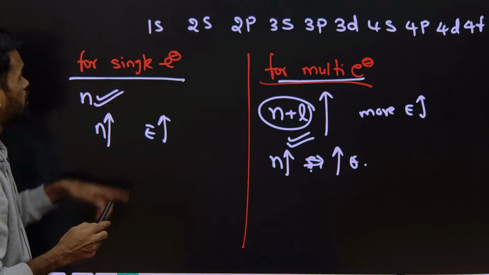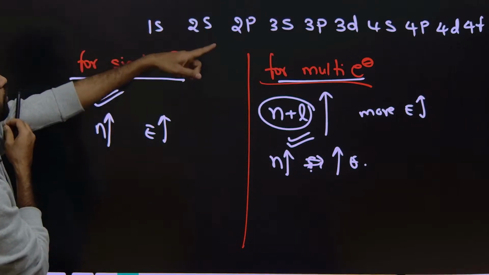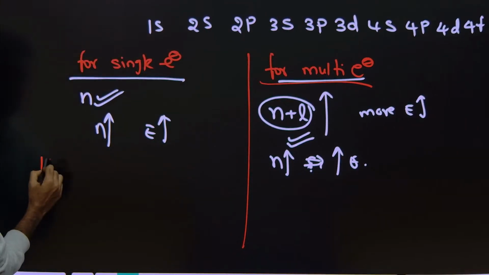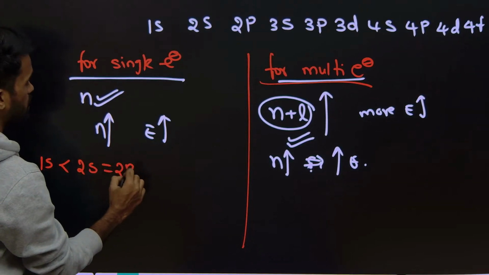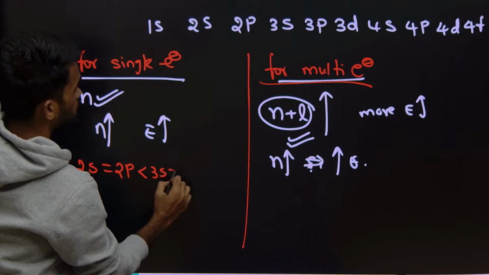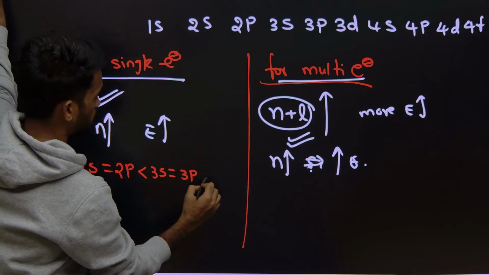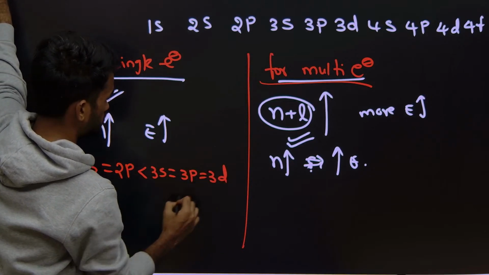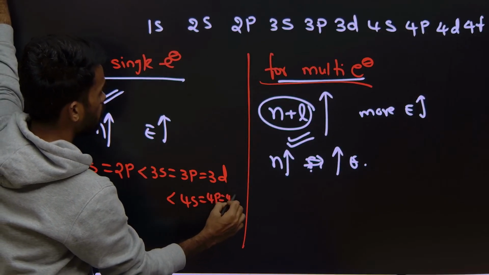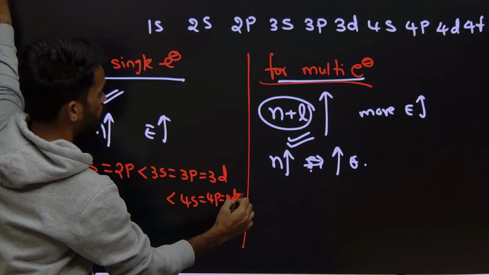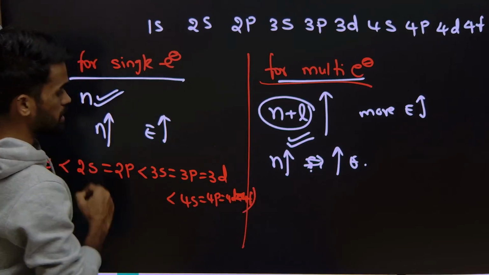Now tell me here, how can I arrange them for this single electron? 1s least energy, 2s, 2p will be having same, then next 3s, 3p are having same, and 3d also, then next 4s, 4p, 4d, 4f, all of them are having same energy in case of single electron.